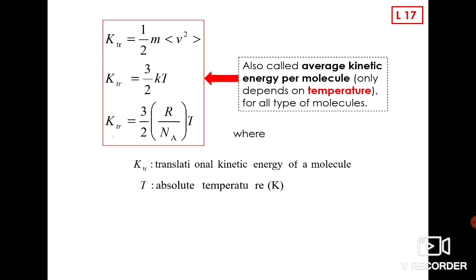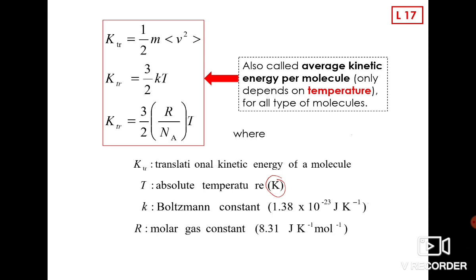So from here, KTR means translational kinetic energy of a molecule. T is the absolute temperature and measured in Kelvin. While k is the Boltzmann constant, 1.38 times 10 power negative 23 joule per Kelvin, and R is the molar gas constant, which is 8.31 joule per Kelvin per mole. NA is the Avogadro constant, 6.02 times 10 power of 23 per mole.